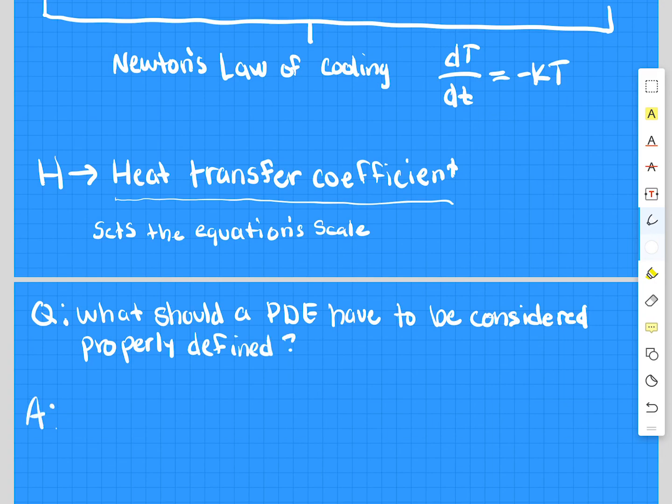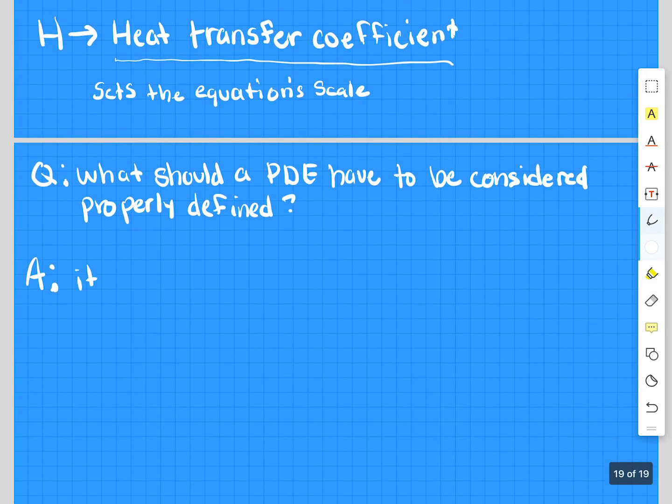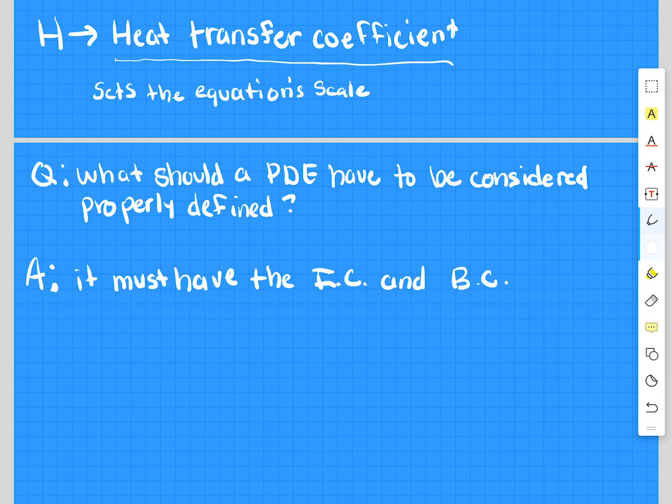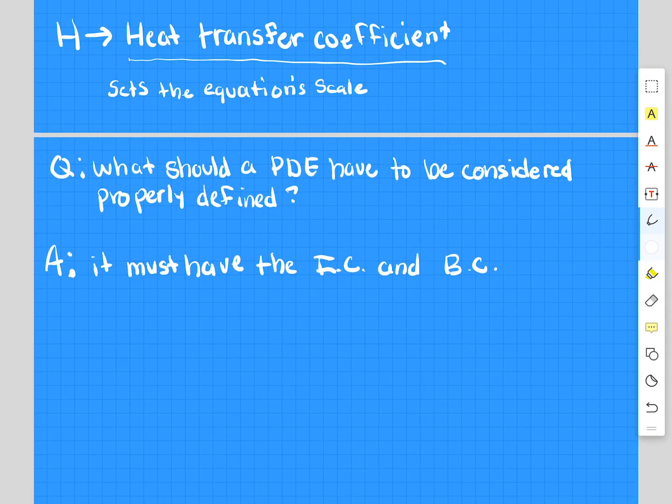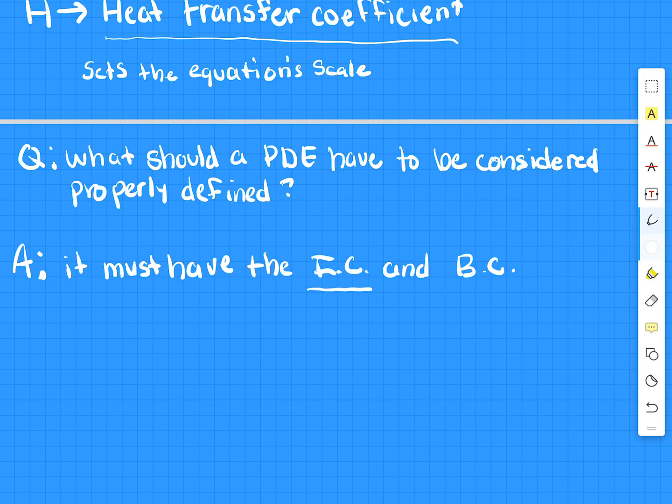And the answer to that is that a properly defined PDE must have the initial conditions and some set of boundary conditions. This is a little bit different from our ODE class, where our equations typically only needed the initial conditions, and we didn't really talk about the boundary conditions because they weren't really necessary in those particular cases. But if we want to know that a PDE is properly defined, we need a set of initial conditions and a set of boundary conditions.